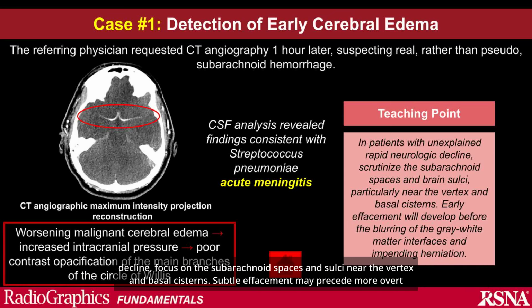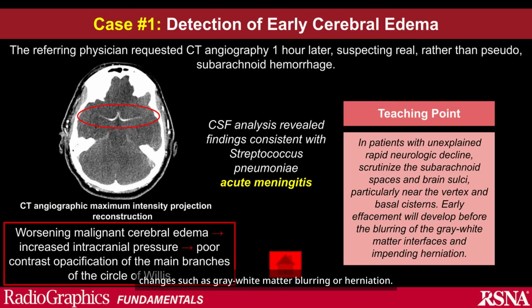Teaching point: in cases of unexplained rapid neurological decline, focus on the subarachnoid spaces and sulci near the vertex and basal cisterns. Subtle effacement may precede more overt changes, such as gray-white matter blurring or herniation.